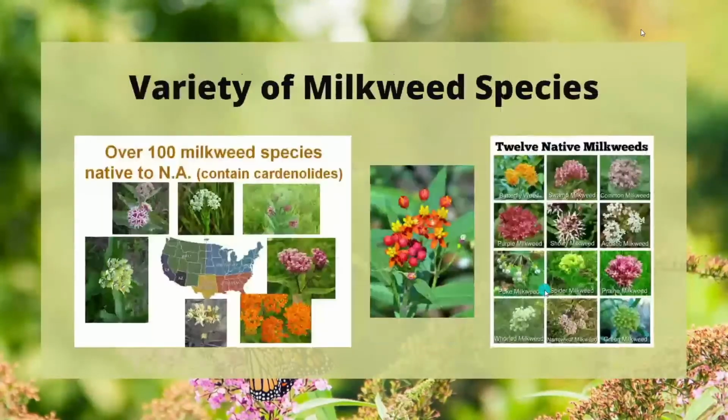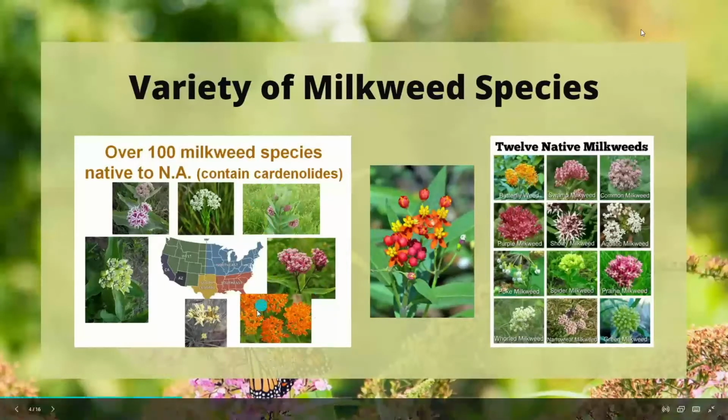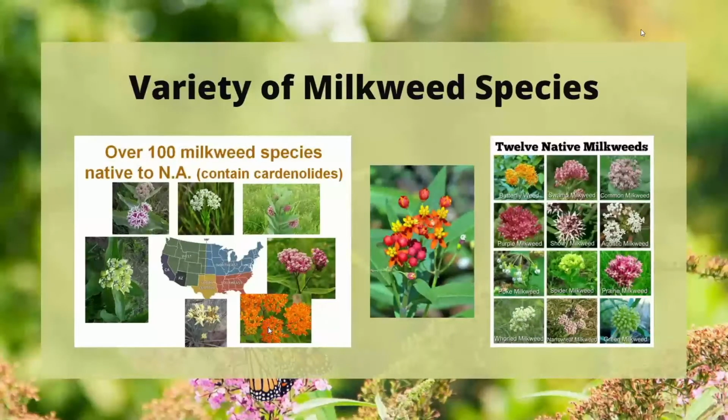There's a variety of milkweed species that exist in North America. We actually have over 100 different species native to North America. In this region that we are all a part of, we're going to see quite a bit of whorled milkweed, common milkweed, which is this one right here, swamp milkweed, and butterfly milkweed. Butterfly milkweed is probably the most common over the entire monarch range, the widest distribution of any of the milkweed species.